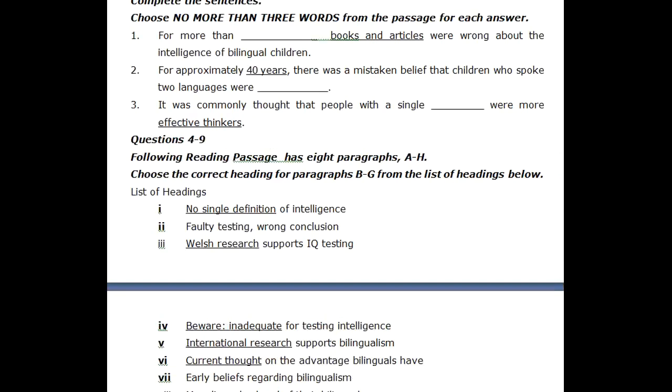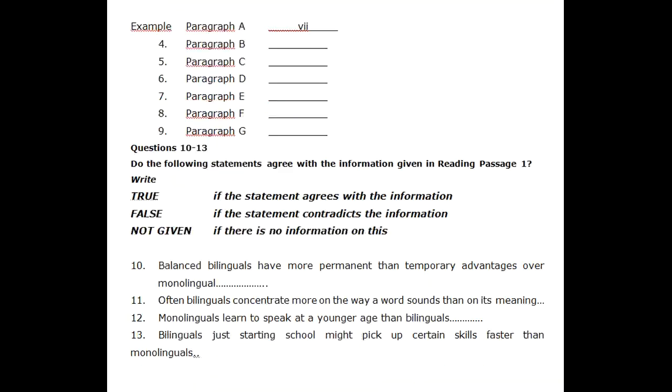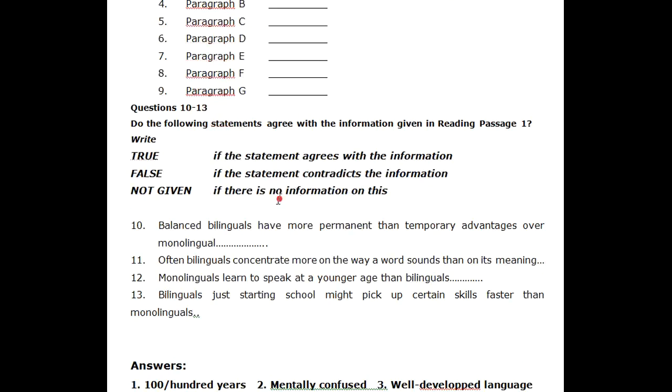In the next video, video number 6, I'm going to do the same passage, but this time I'm going to do the third type of question, which is true, false, and not given.